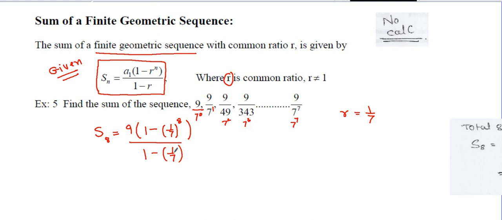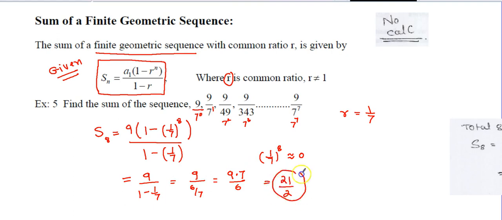Okay, so how do we add these numbers? You can say that (1/7) to the 8th power is going to be a very, very small number. So we are going to ignore that, and we have 9 over 1 minus 1/7. 1 minus 1/7 is 6/7. And this number is 9 times 7 over 6. And that is the sum of the first 8 terms, which is 21 over 2.